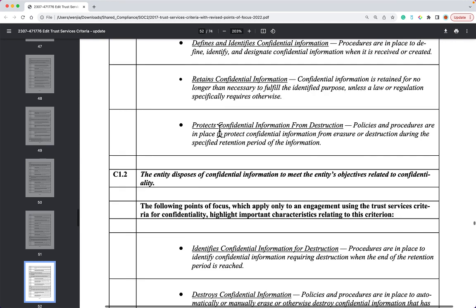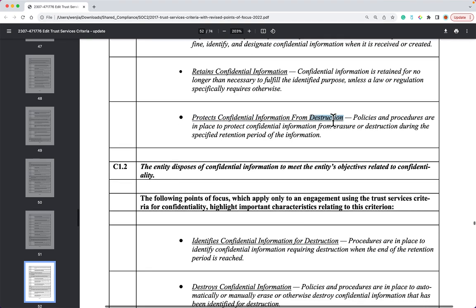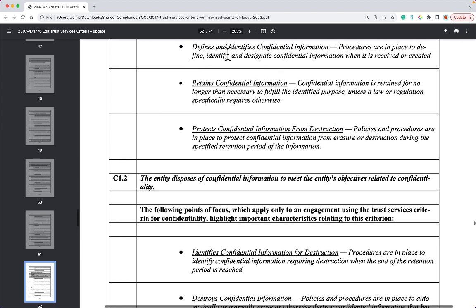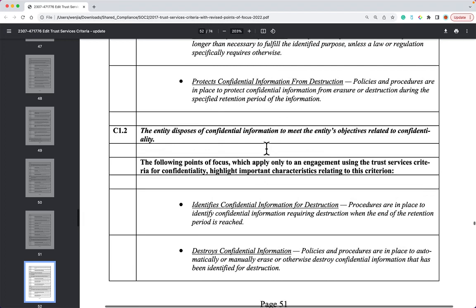Next one, protects confidential information from destruction. You defined and identified, now you have retained, you have stored some confidential information. Now you need to have some corresponding mechanism to protect it.